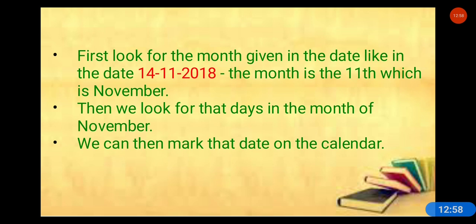Then after finding the month, we look for that day in the month of November. So we have to find the date, 14th, and you have to mark it, right? You have to mark it.